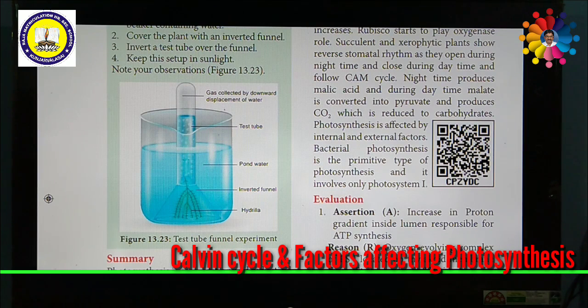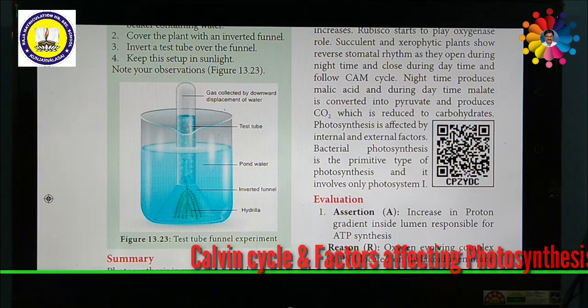That's all about the differences between photosynthesis in plants and bacteria. That's all about photosynthesis. Thank you.